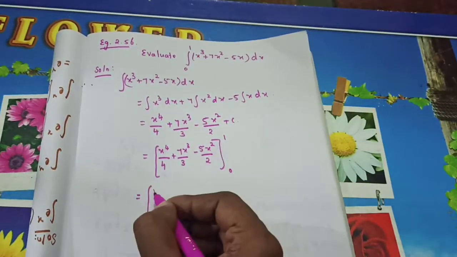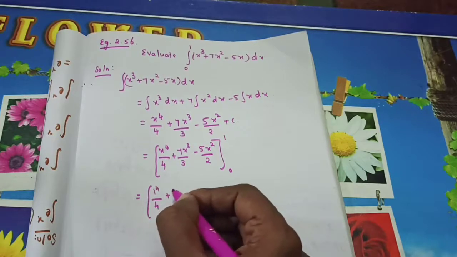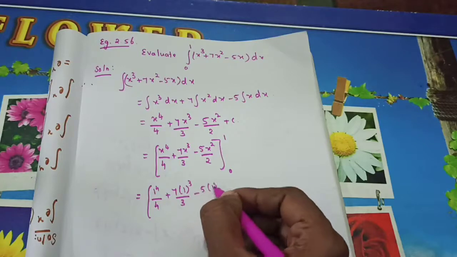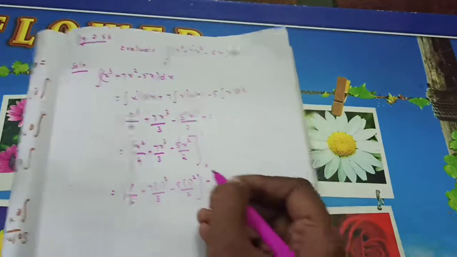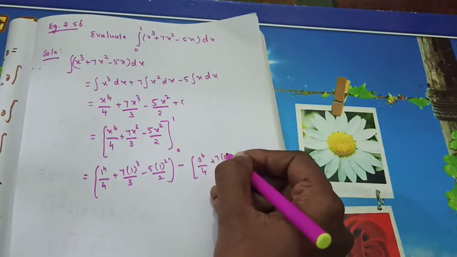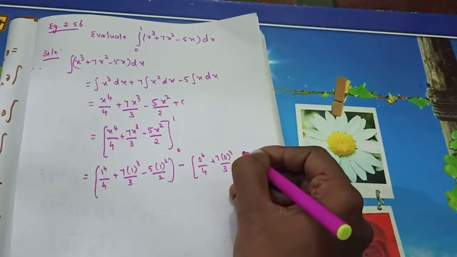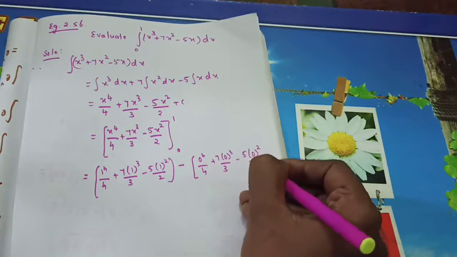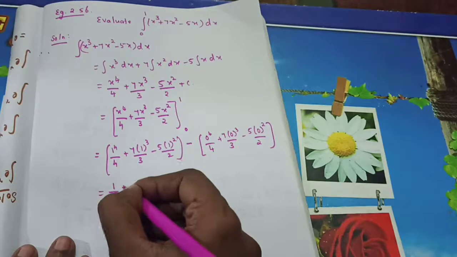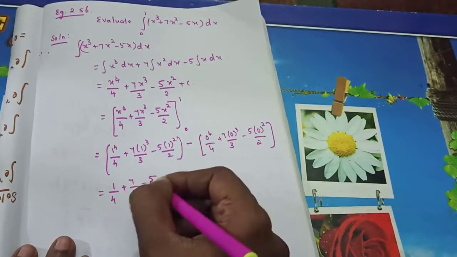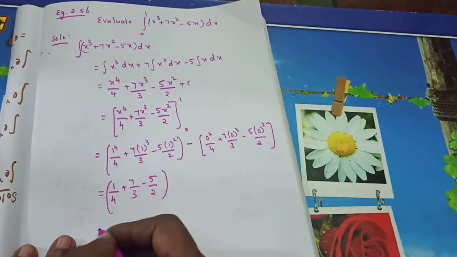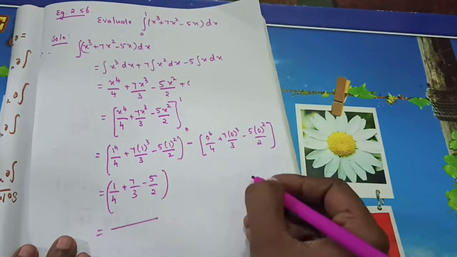Now apply it. So 1 power 4 by 4 plus 7 into 1 power 3 by 3 minus 5 into 1 square by 2, minus, 0 power 4 by 4 plus 7 into 0 cube by 3 minus 5 into 0 square by 2. Simplify. What value will we get? 1 by 4 plus 7 by 3 minus 5 by 2. All these values are zeros, right? 0, 0, 0.